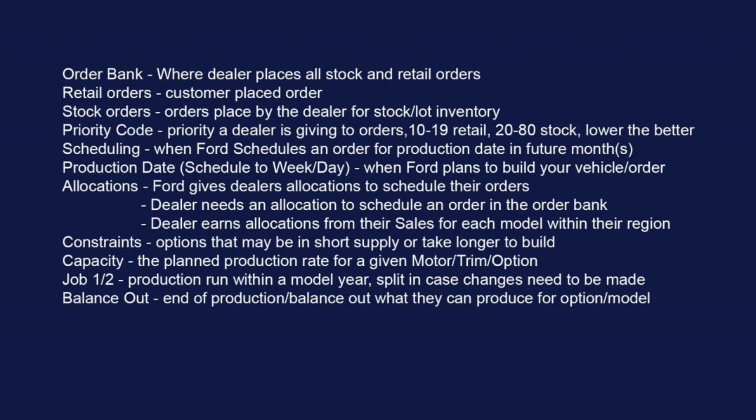this little information here, so that you can kind of follow along. So here are some of the definitions that we'll be talking about. The biggest ones, for those that have been following us before, are probably pretty easy to remember. But scheduling is when Ford schedules an order for a production date in the future months. So when we talk about scheduling for these weeks, or later these months, that is where they're getting that information. And production date is when it's going to be built, to the week or to the day.